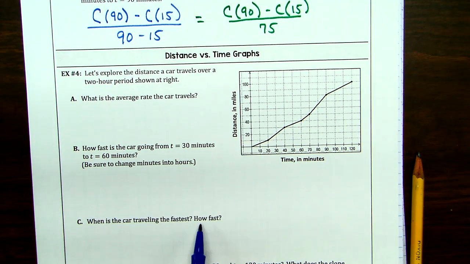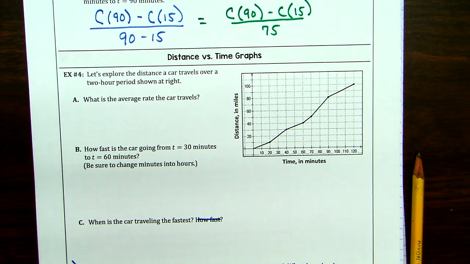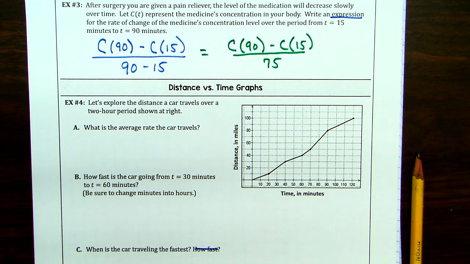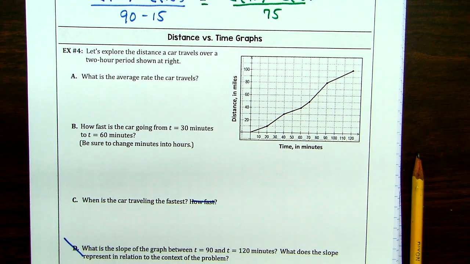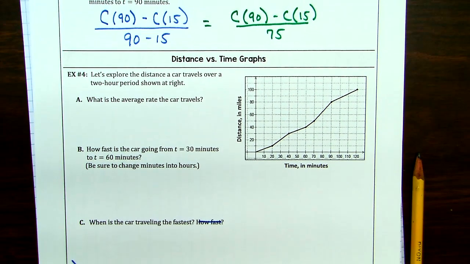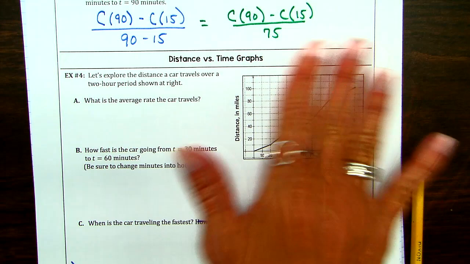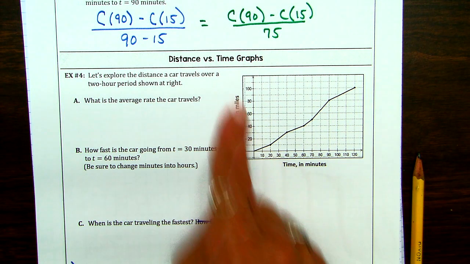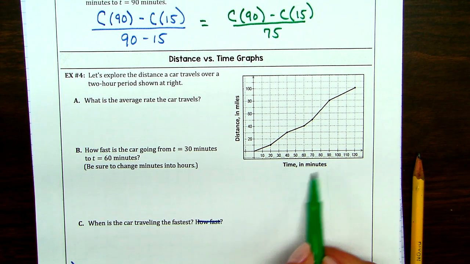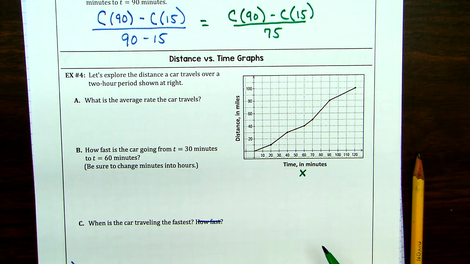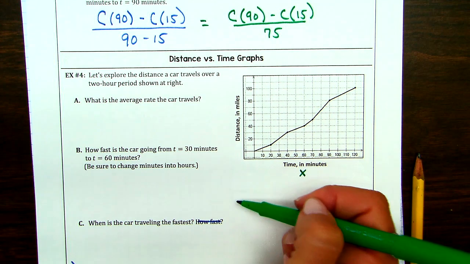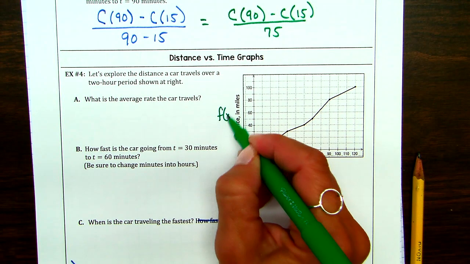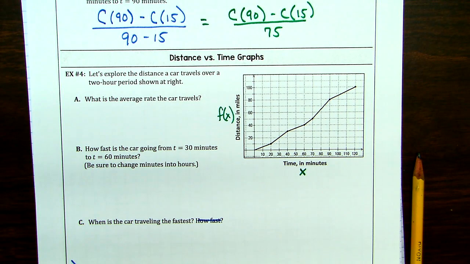And last one, and we're going to just do A, B, and a little bit of C. This is kind of connecting to what you guys did as your last two homework problems yesterday, where you had to actually draw the graph to match what the car was doing or whatever. So what we're going to do is explore the distance a car travels over a 2-hour period shown at the right. So we have our x-axis, we have our y-axis. Time, as usual, is our x, and distance is our y, or f of x, or d of x, whatever you'd want to call it, okay?